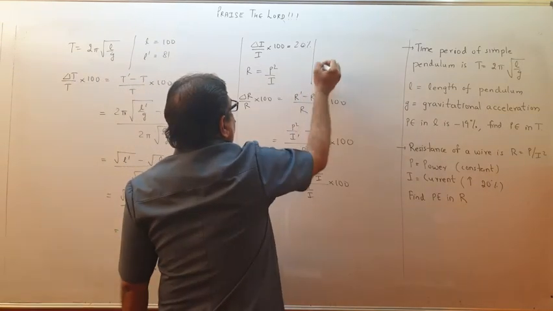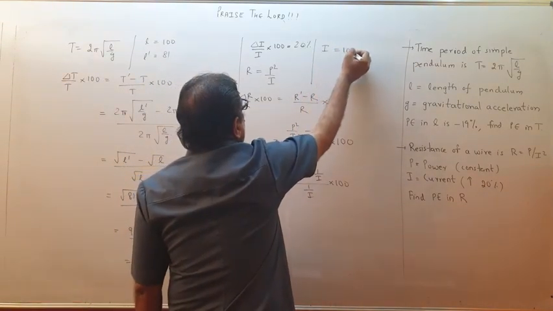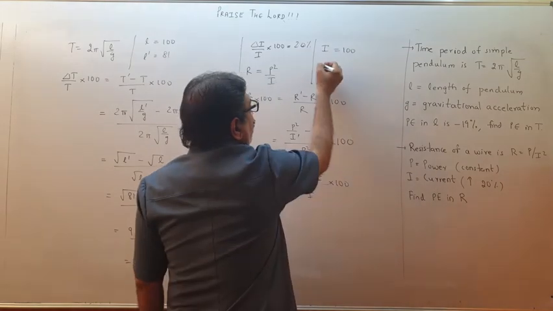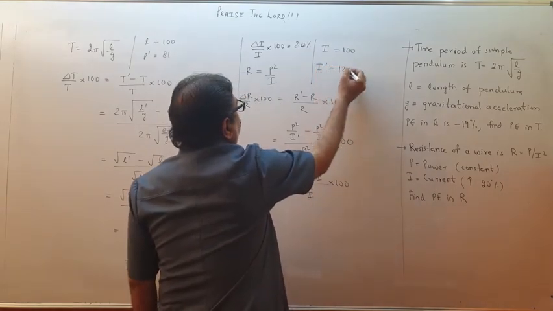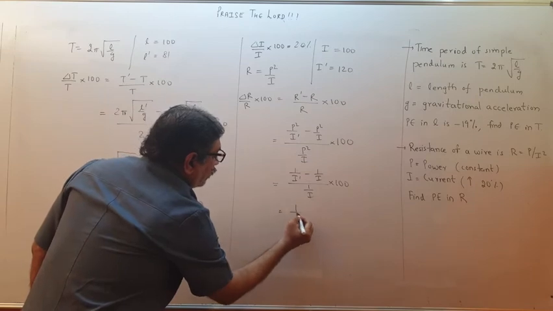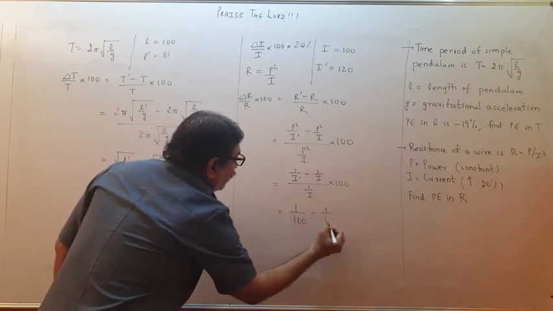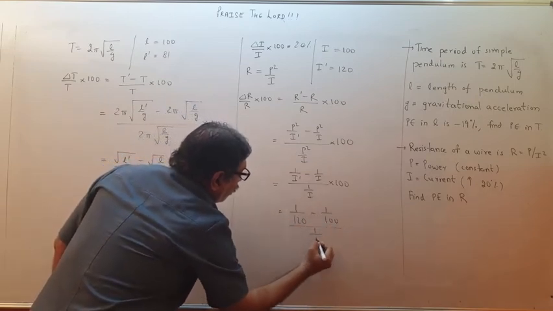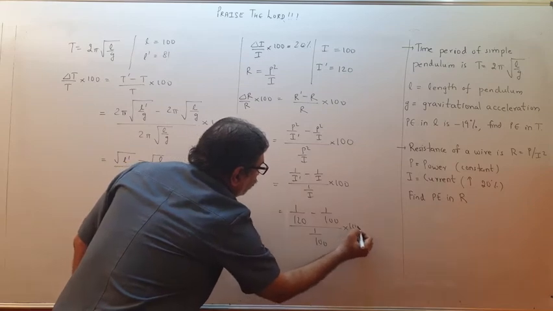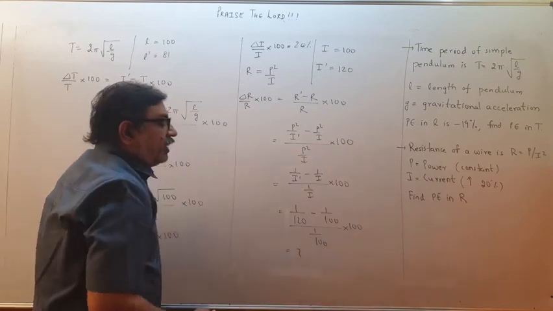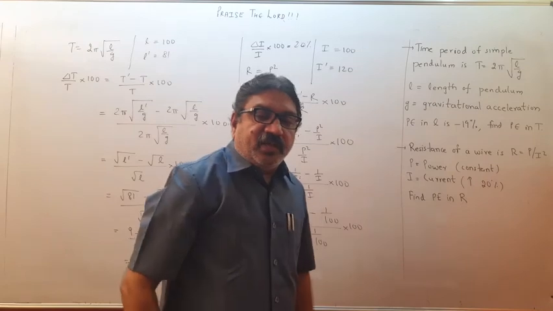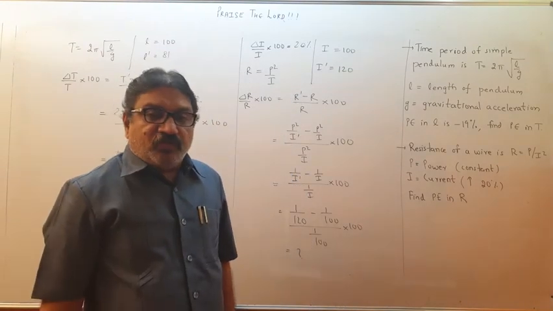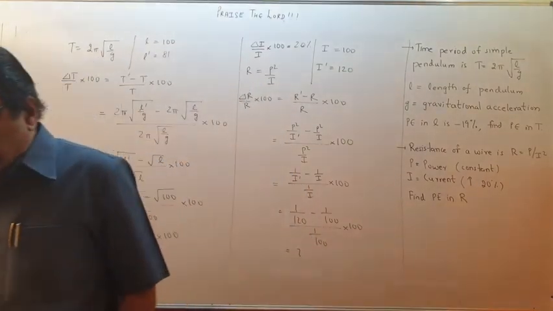Okay, we are not given the initial current. Let us assume it is 100. What will be the final current? I' is 120. Let us write. So this will be (1 upon 120² minus 1 upon 100²) upon 1 upon 100² into 100. Simplify, you will get the answer for percentage error in the resistance. Like this you have to do, children. Please pause and copy.